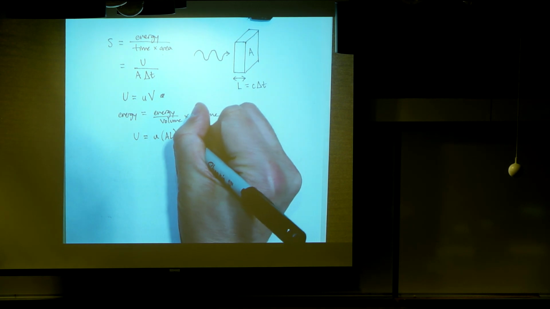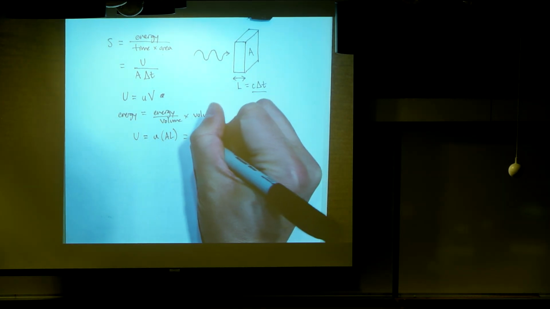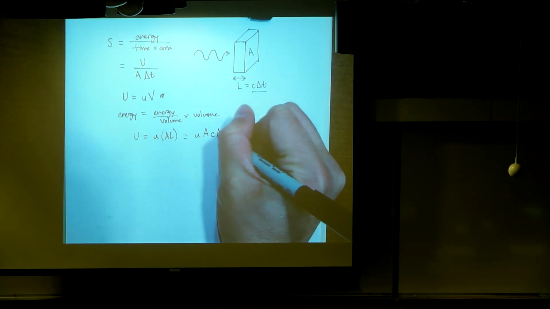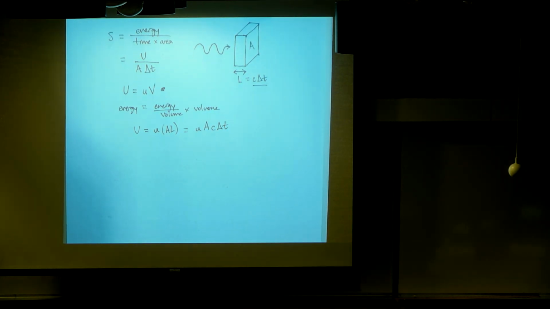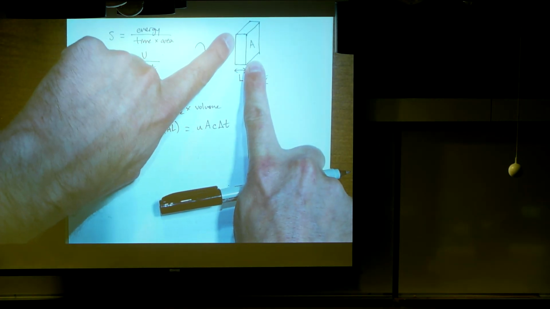And then, as I said just a second ago, L is C times delta T. So what do I have? I have energy density times A times C times delta T. That's what I've got. That's the total energy contained in this box. That's what that is. All right?